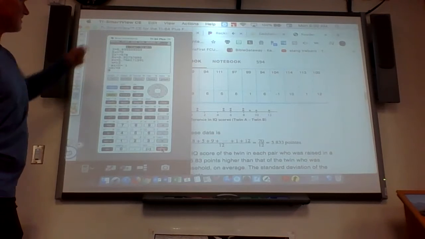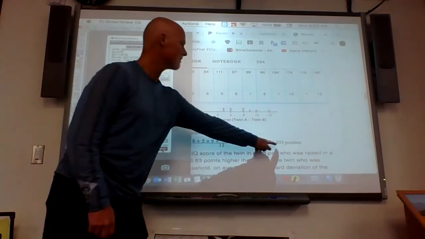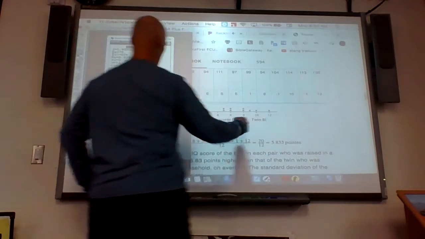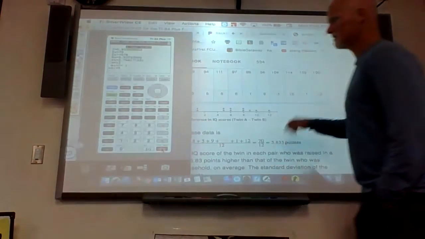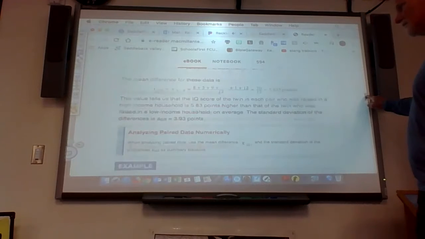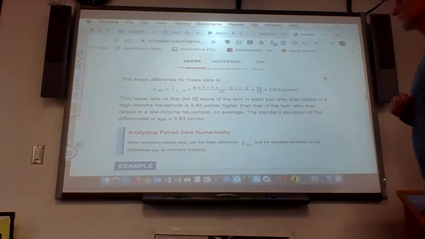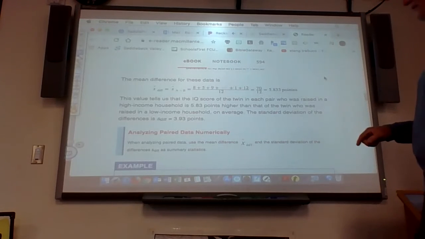The standard deviation would be 3.93 here. So you can see there's the mean. So our mean was 5.83, just like them, and our standard deviation was 3.93, which I said as well. So that's how you calculate the mean and the standard deviation.